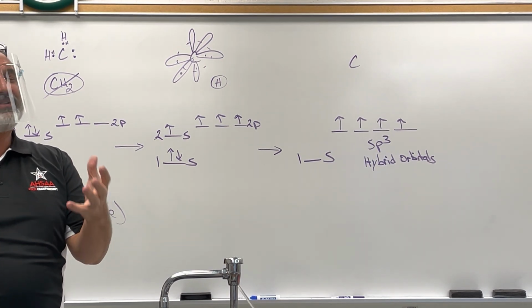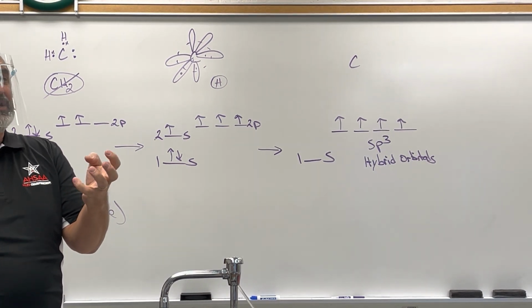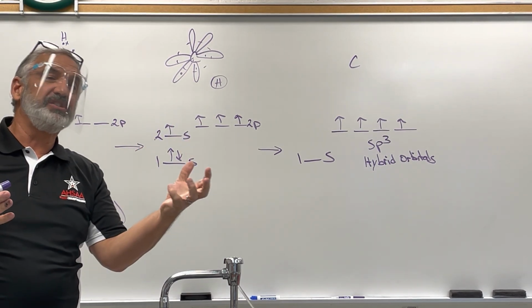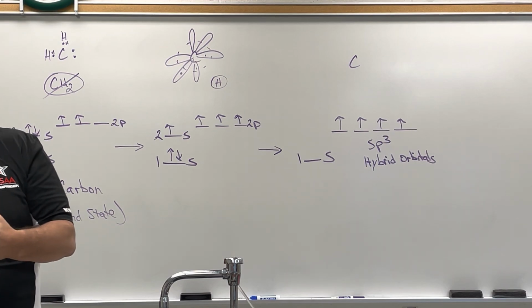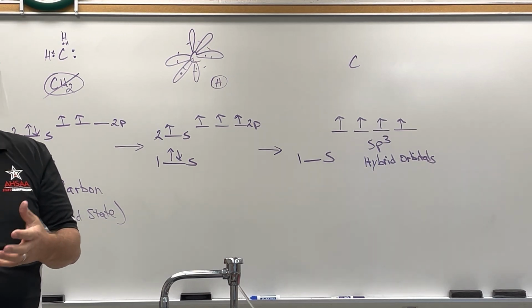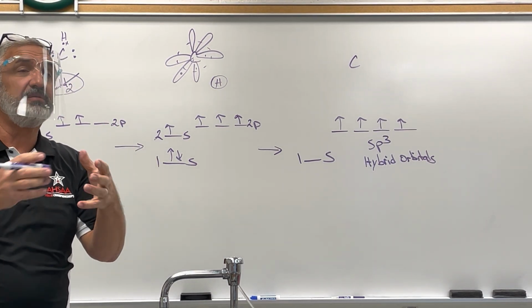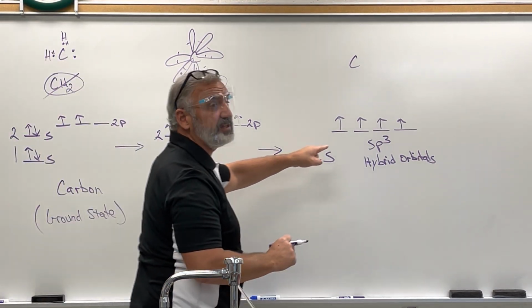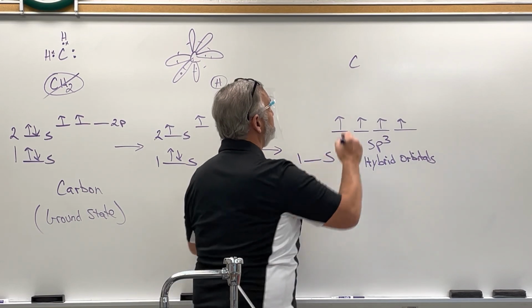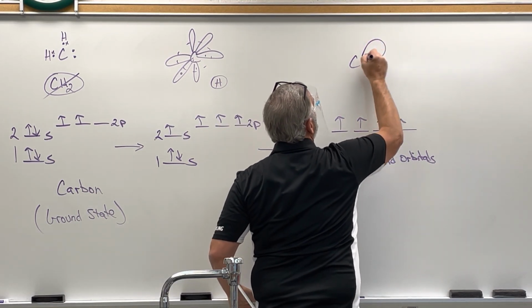All right, so we're going to be looking at hybridization and also a theory called the valence shell electron pair repulsion theory. The valence shell electrons are going to repel one another and get the maximum distance apart. So these 4 electrons are going to get as far apart from each other as possible.